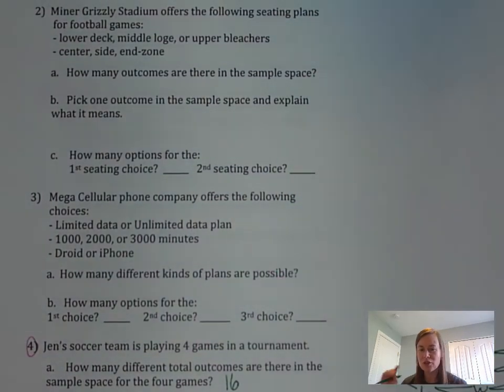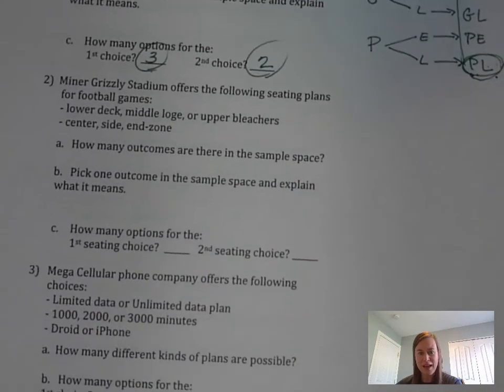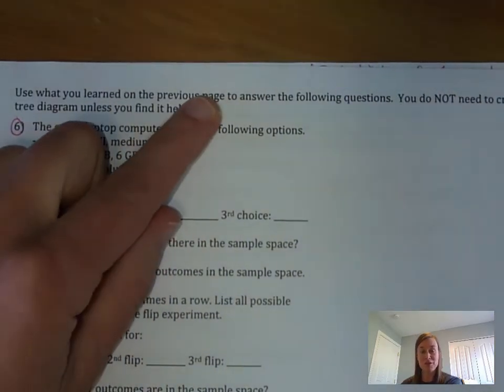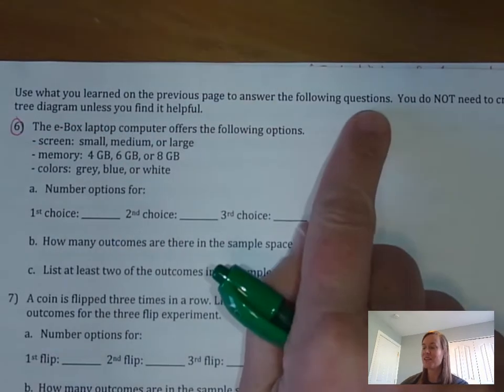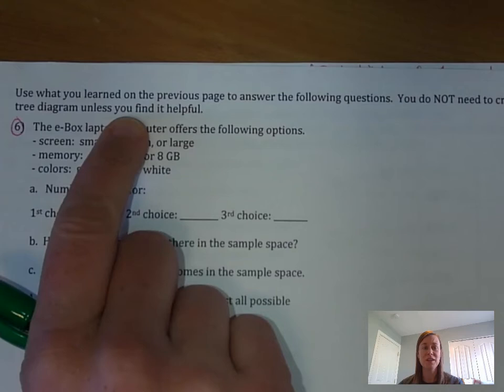So go ahead and draw your tree diagrams, think through it as you're doing it, and see if you can see this happening. You can kind of see it doubling and tripling if you're looking at it the right way. Now, using this new knowledge that we have, let's go to the next page. I love these instructions. It says, use what you learned on the previous page, in other words, that multiplying trick, to answer the following questions. You do not need to create a tree diagram unless you find it helpful.